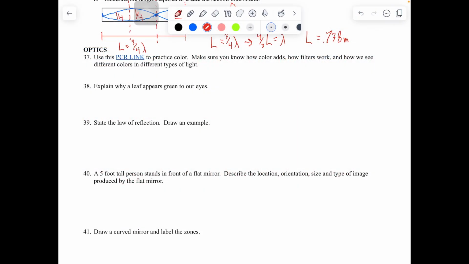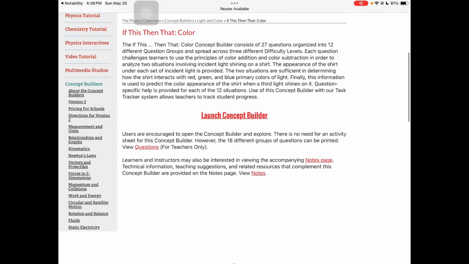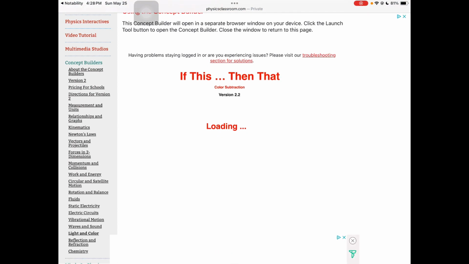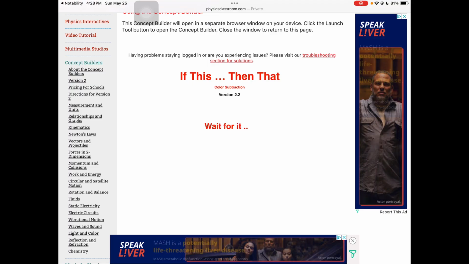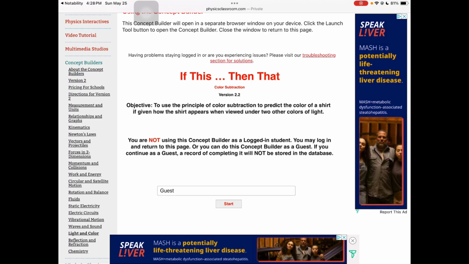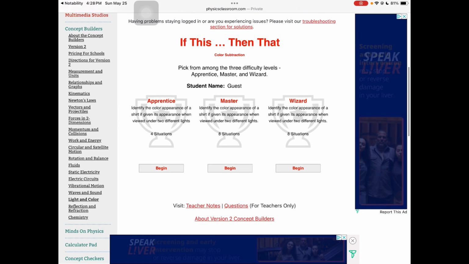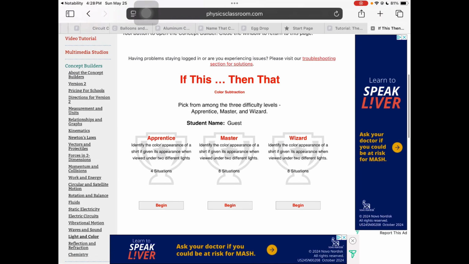Alright, number 37, use this physics classroom link to practice color. Make sure you know how color adds, how filters work, and how we see different colors in different types of light. If you open this up, again, you'll see the physics classroom. This concept builder is so great. I'd highly recommend you practice this. You should know your primary colors, how they add, how color filters work, everything. There's multiple different levels. Try the different levels. Make sure that you're comfortable with them.